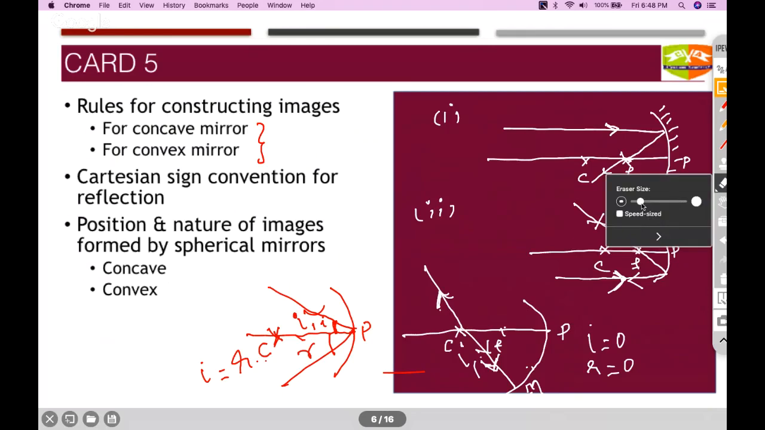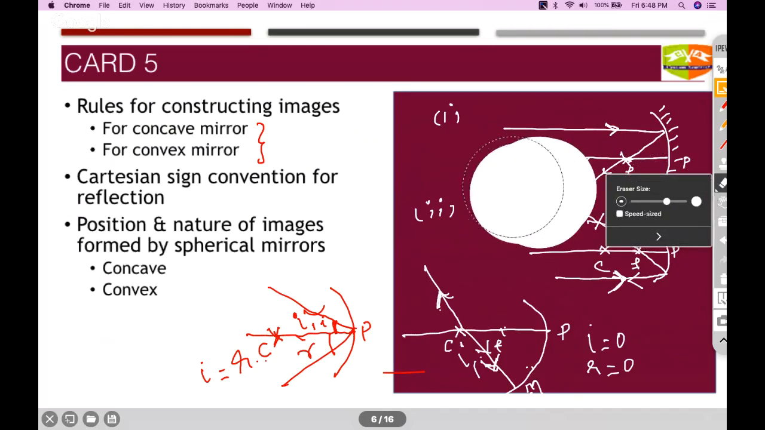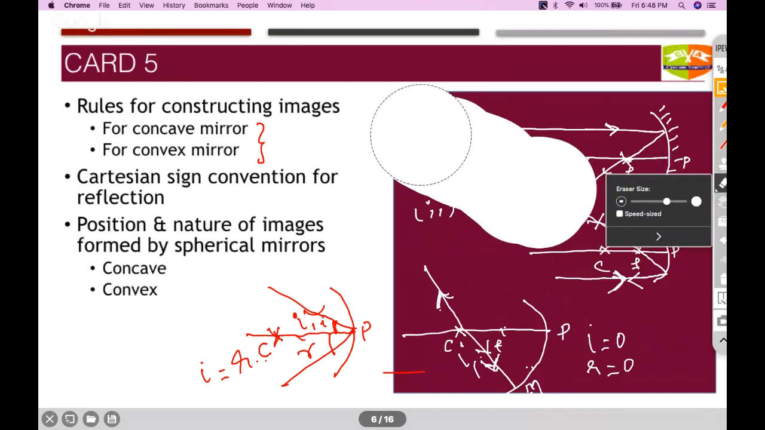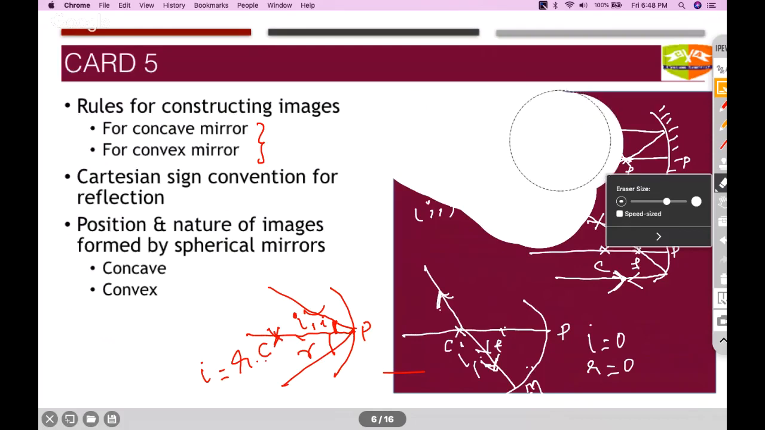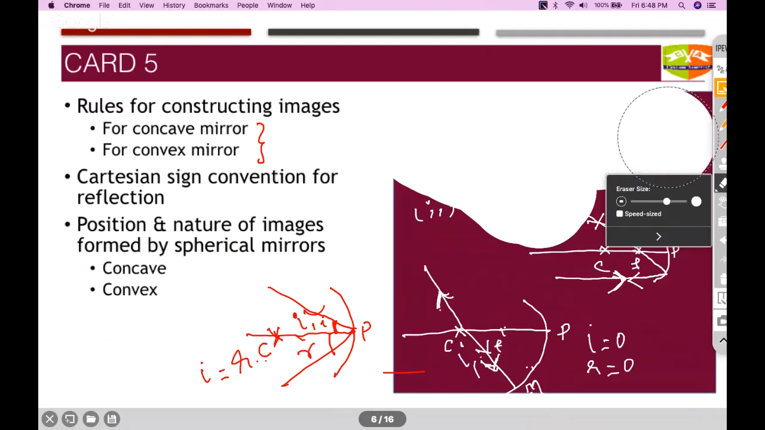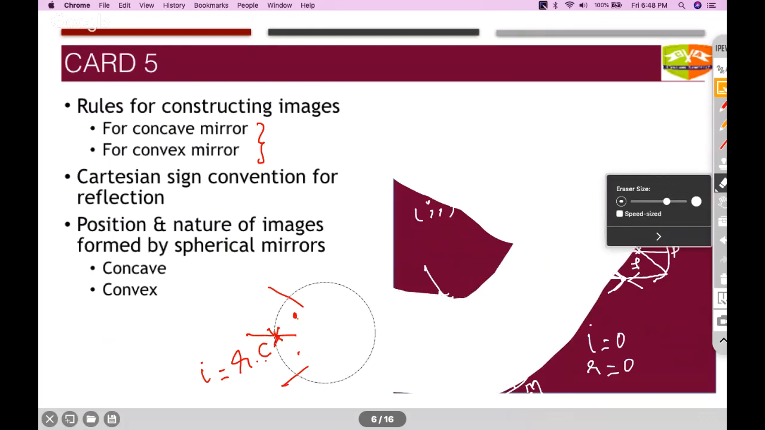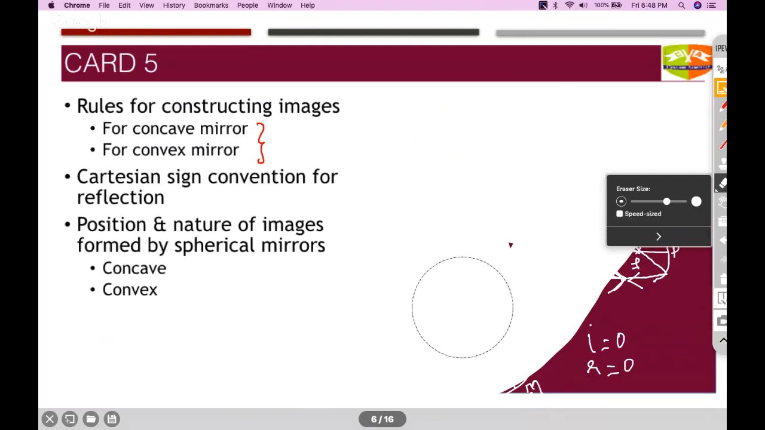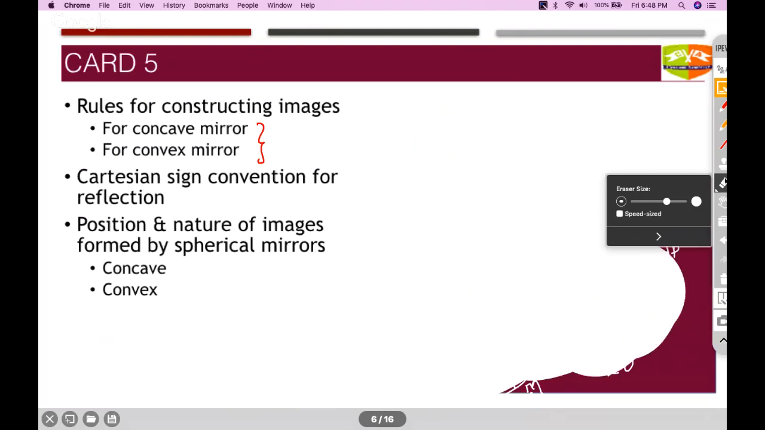Now, what happens in case of convex mirror? That is very important. Why? Because I have not discussed till now real image and imaginary image. So now I'll discuss real image and imaginary image with you with the help of a few figures.